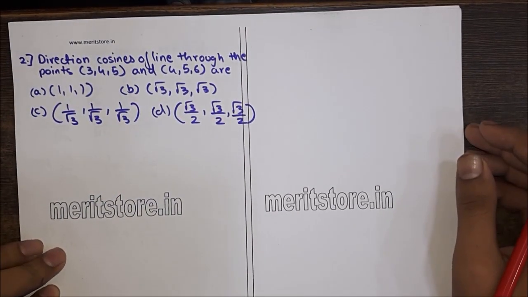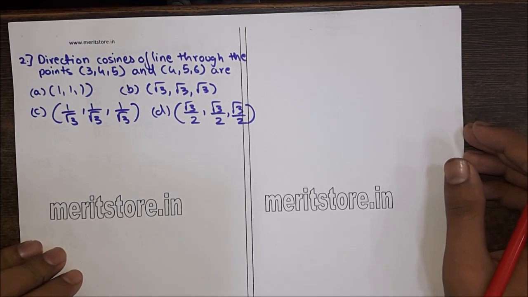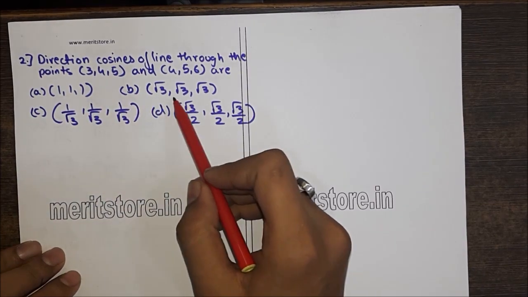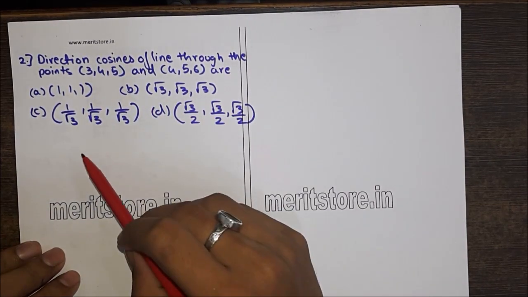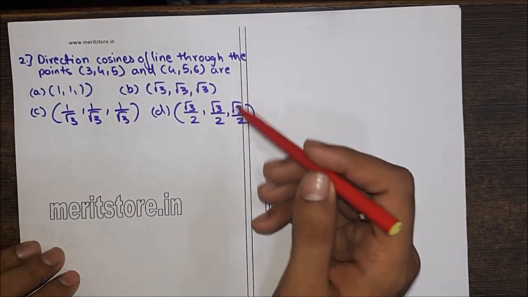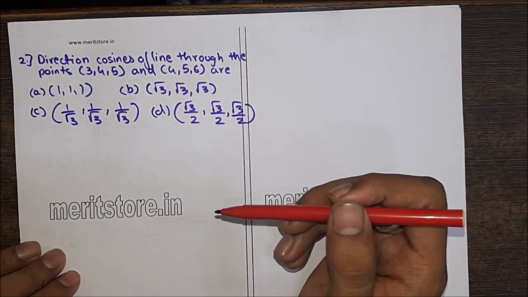Question 2. Direction cosines of the line through the points 3, 4, 5 and 4, 5, 6 are: option A, 1, 1, 1; option B, root 3, root 3, root 3; option C, 1 by root 3, 1 by root 3, 1 by root 3; and option D, root 3 by 2, root 3 by 2, and root 3 by 2.